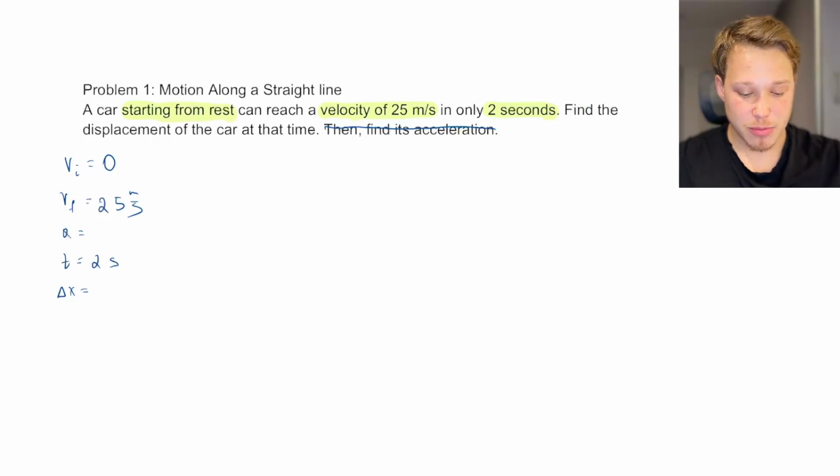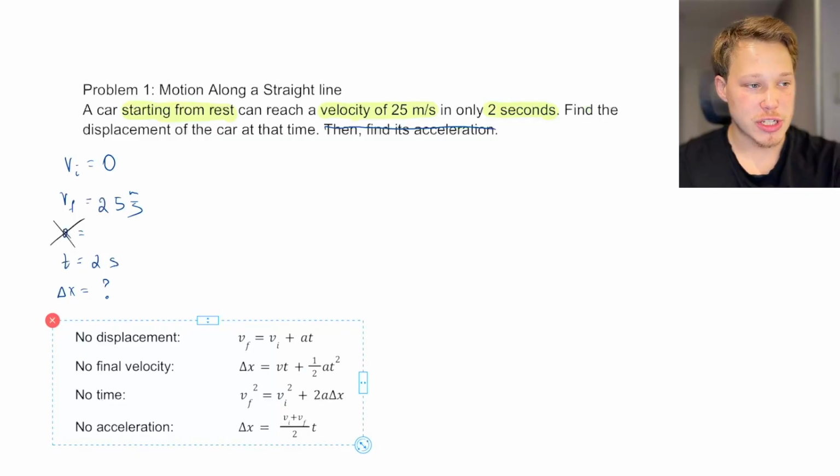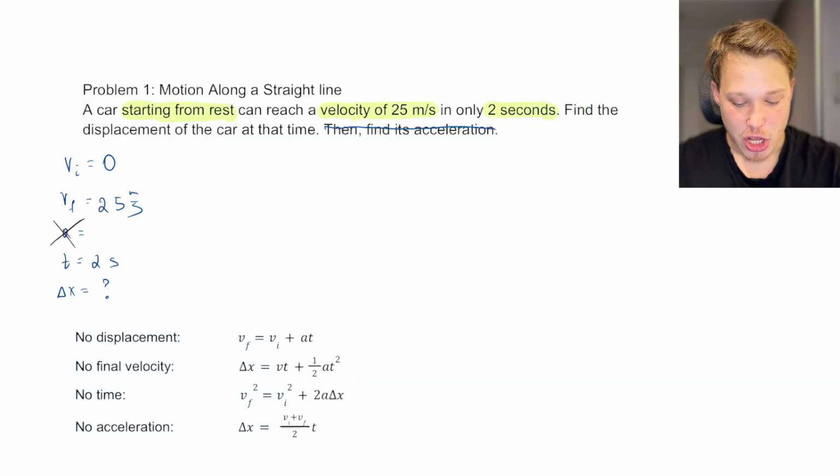Find the displacement of the car. So delta x is what we're looking for, and the variable we don't care about is acceleration. Now that we have identified everything that is given, let's take a look at these equations. Again, what is the variable that we crossed out? I think you see that it was acceleration. So we'll pick an equation that doesn't have acceleration. So this last one: delta x is equal to initial velocity plus final velocity over 2 times time.